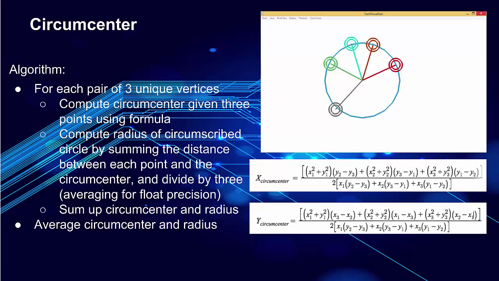Moving on to the circumcenter calculation. This is what is used in the multi-touch visualizer to compute the circle encompassing all of the points. We compute the circumcenter for any 3 given points. There are at most 10 choose 3. And we then take the center of each one of those circles and average them together to get the average circumcenter, and we do the same with the radius. This is then displayed, and we have our circumcenter. We also have the formulas here for reference.